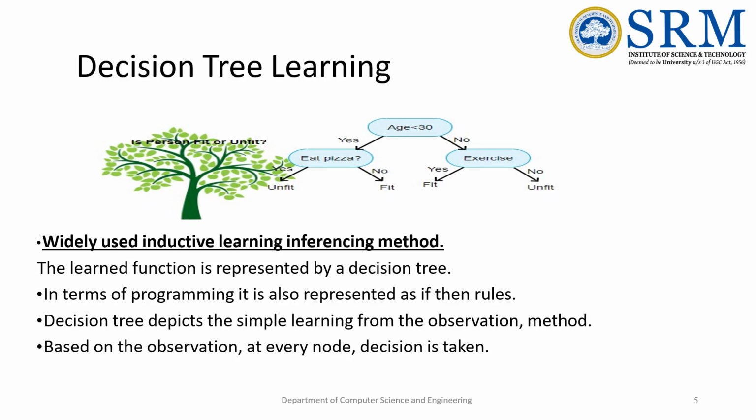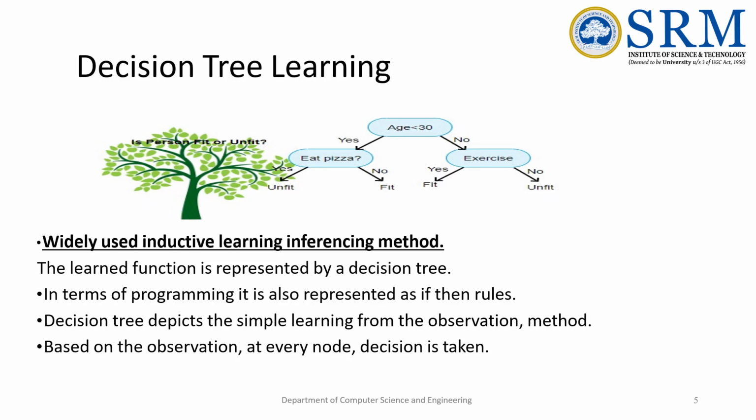So the components are these. The root node is the topmost node that represents the first decision. The internal node represents the conditions or tests. The branch represents the outcome of the test. The leaf node represents the final prediction or decision. So this is what we are going to use in decision tree learning.